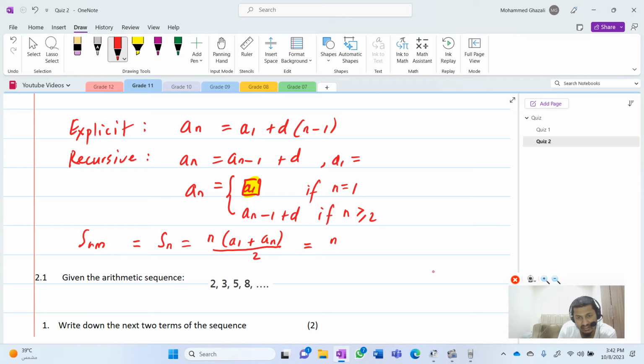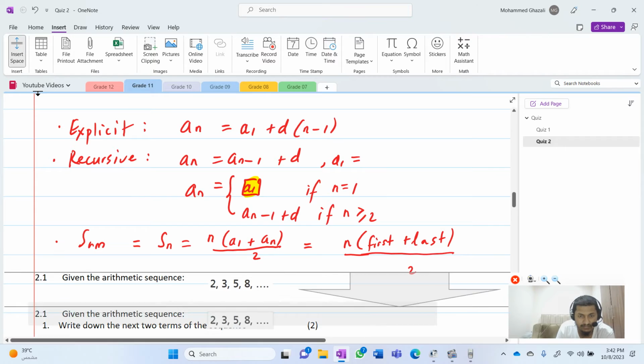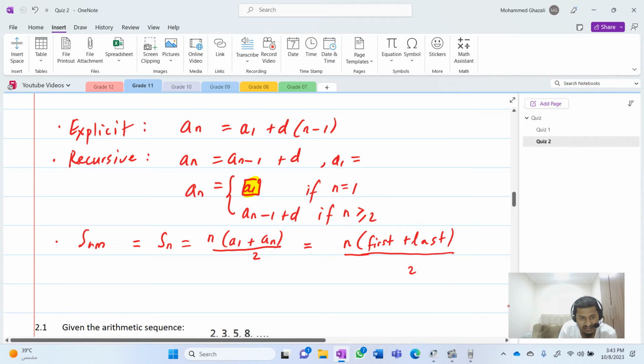In other words, n over 2 into a1, first term, first plus last terms. It's the first term plus the last term divided by 2 times n. So let's take this n over 2 out, times n. So these are the important theory that we need to know for this section, as well as how to write a sum in sigma notation.